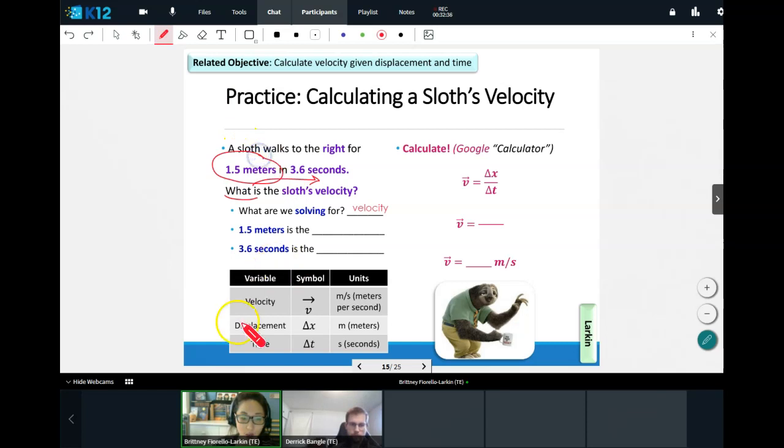Meters is the unit for what? Tell me in the chat box, look at the table down here. Meters is the unit for what? Yes, this is our units for displacement or distance, right? So this 1.5 meters is going to be my displacement, what I plug in for x. And seconds is my unit for what? Go ahead and take a look here. Seconds is what? So this is our delta x, our change in displacement, our change in position, our displacement. What is seconds? Thank you, Kalina. Thank you, Cody. Yeah, this is going to be our time, our change in time.